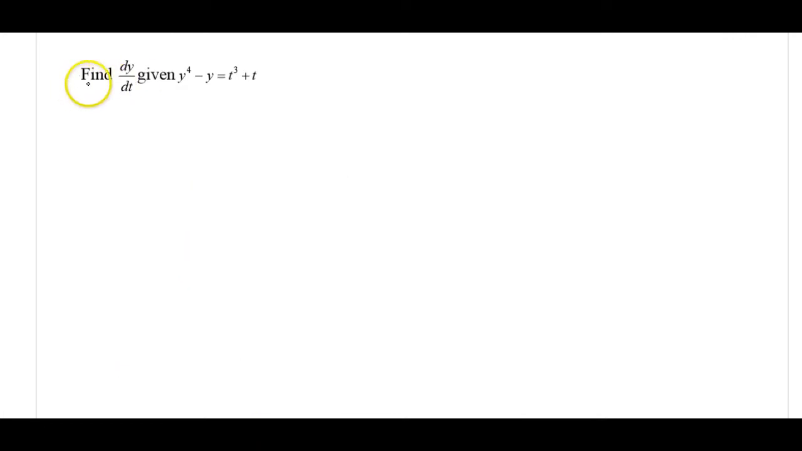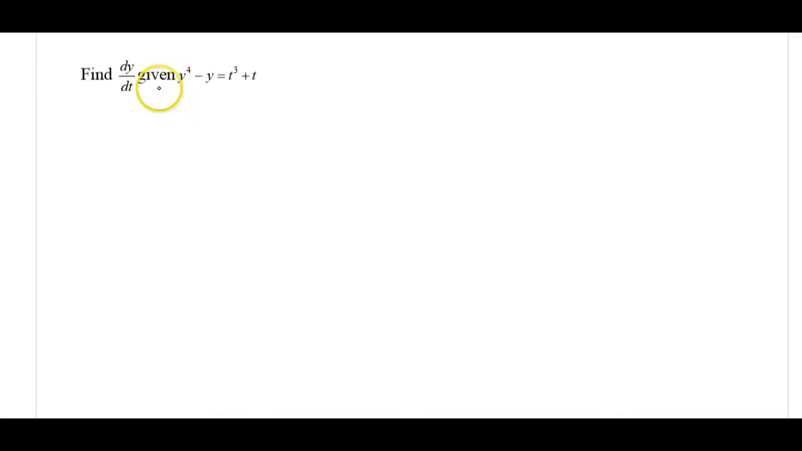Alright, let's move on to another example where I'm going to mix it up with the variables. We're being asked to find dy/dt given y to the fourth minus y equals t cubed plus t. So here this is an implicit relation, so I have these two y variables here, and there's no way that I can isolate and get the y by itself so that y is a function of the independent variable t. So I'm going to have to use implicit differentiation.